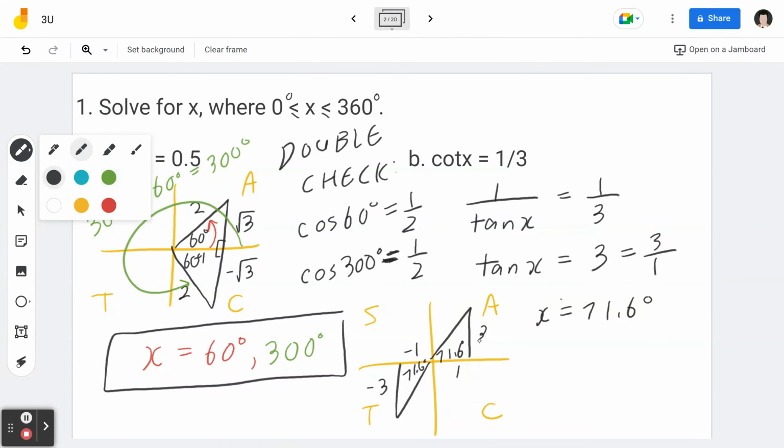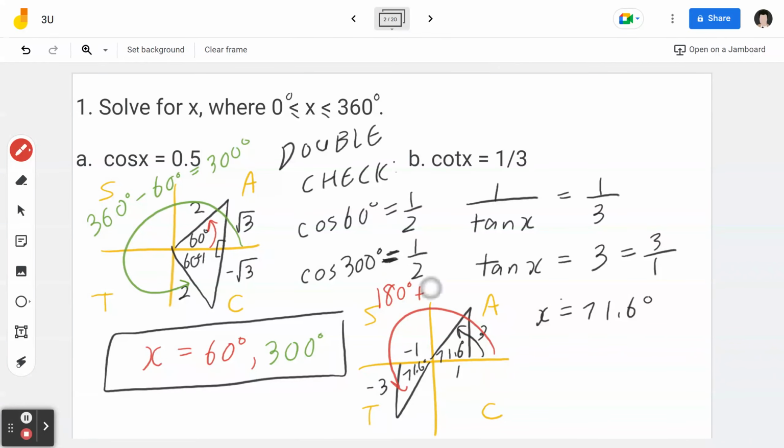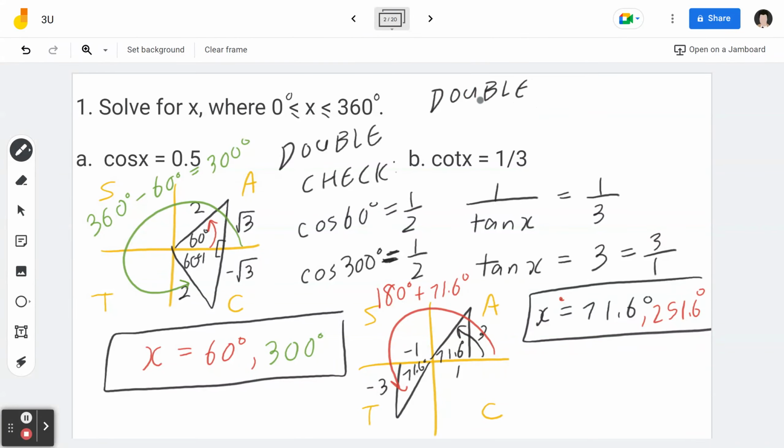So again, we found the first answer in a different color. To find the second answer, you're going to take 180 degrees. You're going to add it to 71.6 degrees. And when you do that, your second answer is going to be 251.6 degrees. Again, that's approximated, or rounded, to 1 decimal place. How do we know we're doing it right? Now, this is where you want to be very careful. To double check this question, you cannot just grab your calculators and press cotangent. So again, most scientific calculators, to my knowledge, only have sine, cosine, and tan.